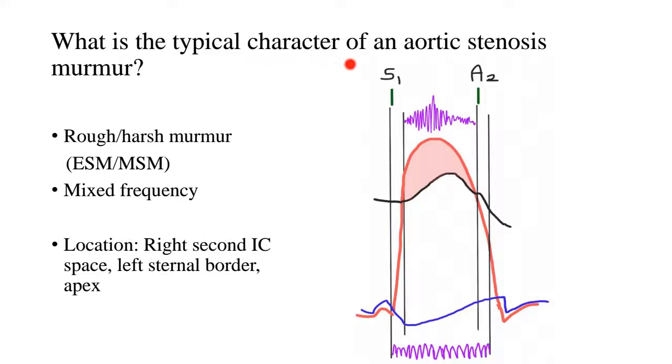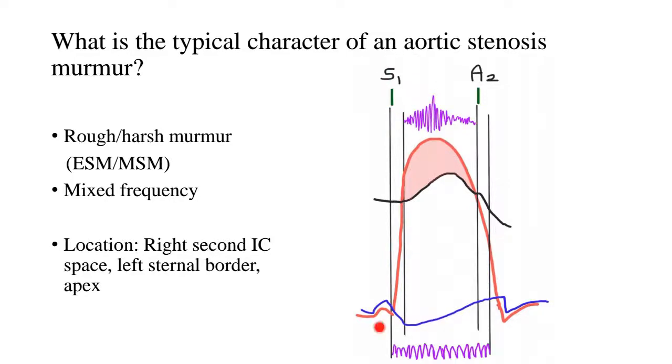What is the typical character of an aortic stenosis murmur? Now, we've already spoken about this murmur in a video called the ejection systolic murmur. This murmur is rough or harsh in nature. It is either ejection systolic, also known as mid-systolic murmur, and it is a crescendo-decrescendo shaped murmur. It occurs with a little gap after the first heart sound.